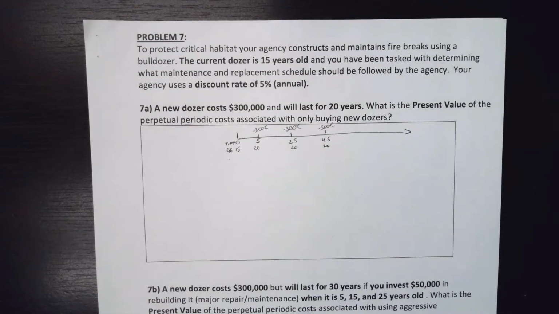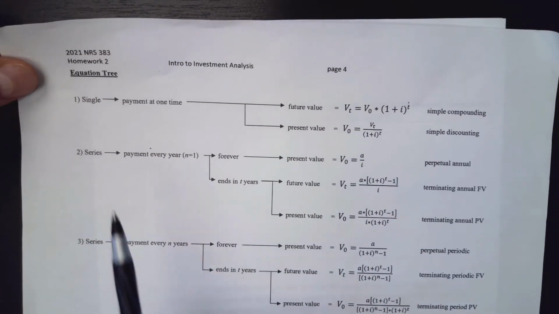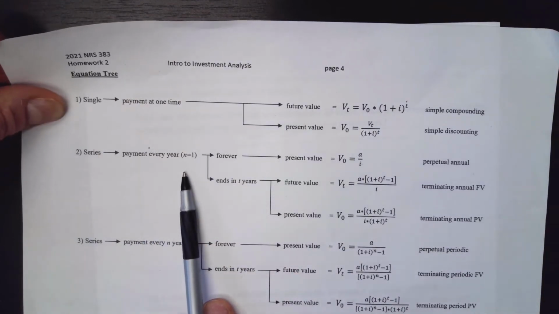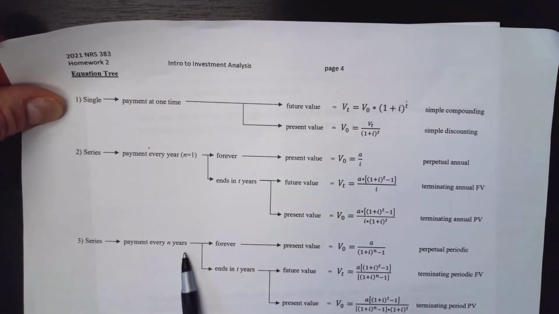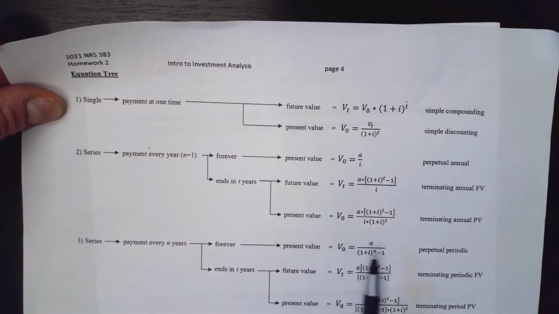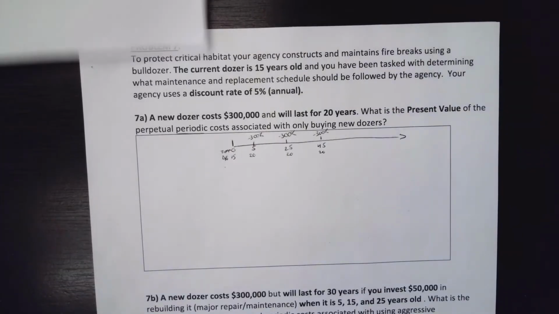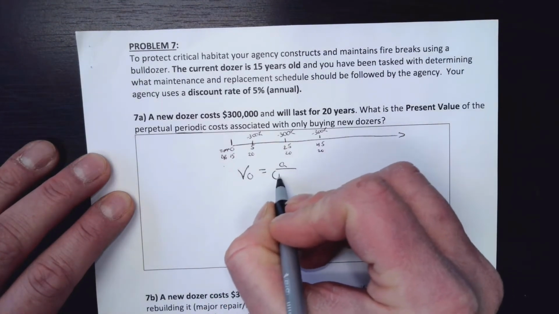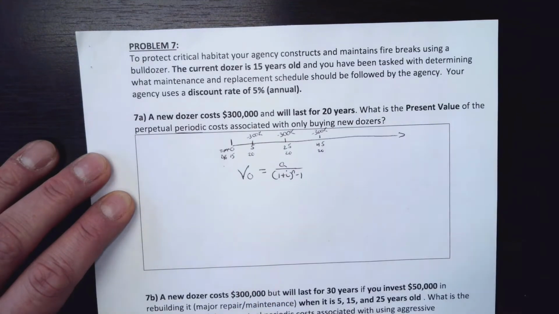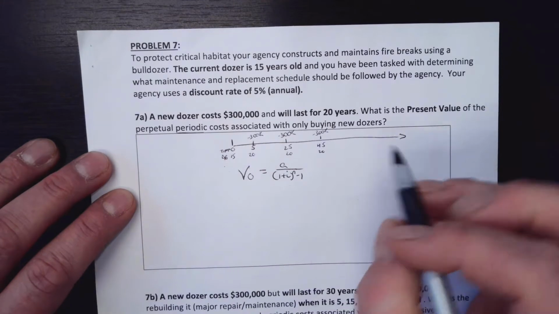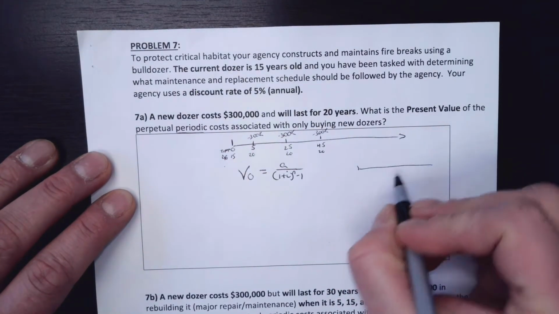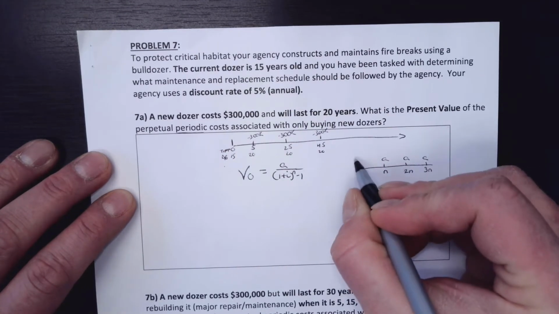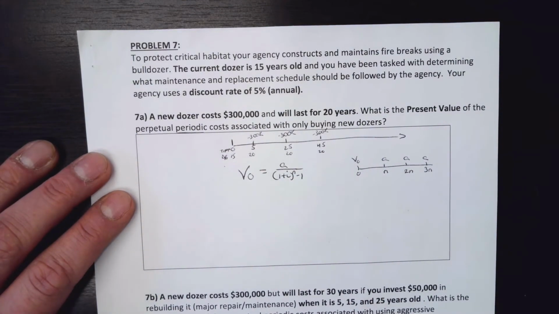So what we can look at from our timeline is it's not a single series. It is a series. It's not every year. In this case, it's every 20 years. So we're down here every 20 years forever. It's perpetual. It's a perpetual periodic. So it's this equation right here. We can write that equation down: A over (1 plus i) to the n minus 1. That's our equation, right? And if we think about where that solves, n, 2n, 3n with these A's, it gives us a V0 at 0. So that's what we need to know.